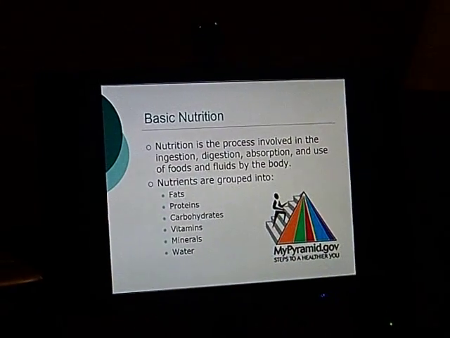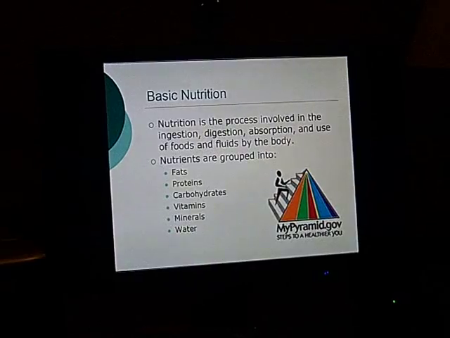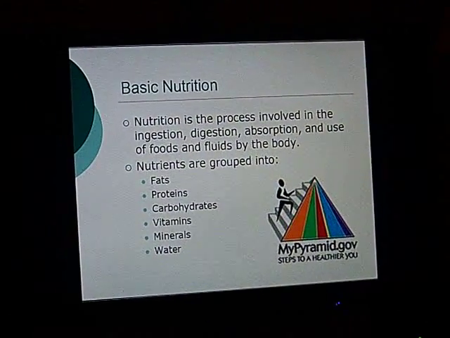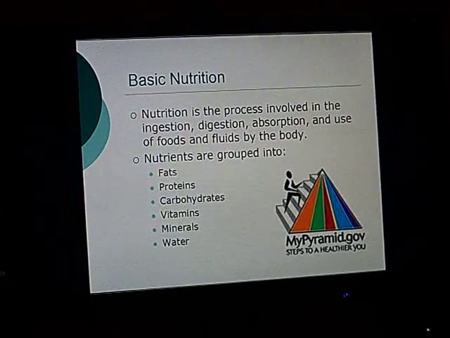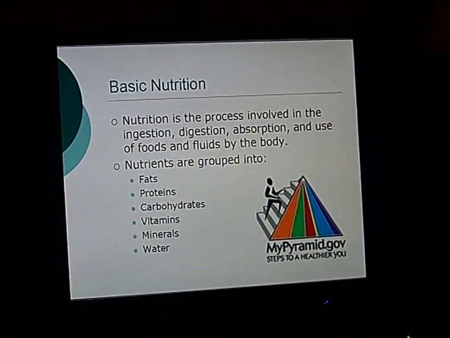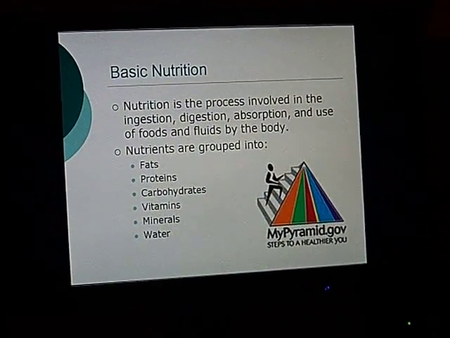So the first slide here discusses the definition of nutrition, which is the process involved in ingesting food and then digesting it, as well as absorbing the nutrients into the body. And of course, nutrients are categorized into several different groups. Of course, we're most familiar with our fats, proteins, and carbohydrates, but also the vitamins and minerals that come from that, as well as the use of water for hydration.